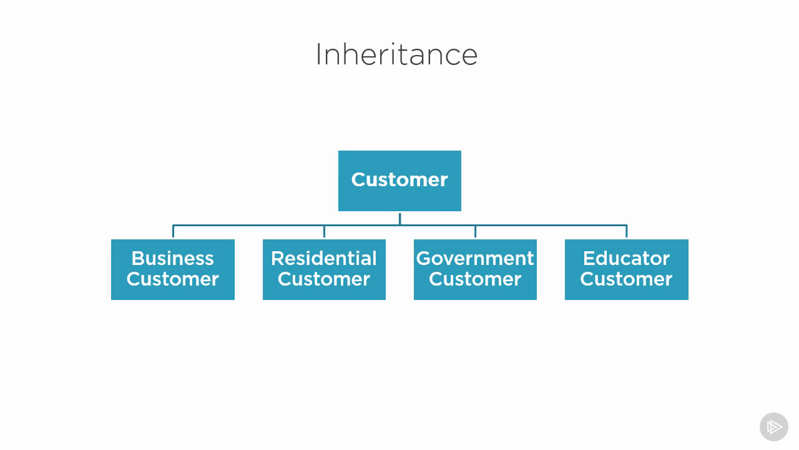Let's think about these customers. Will there really be much difference in the code for business versus residential versus government versus educator customers? If not, the easiest way to define the subtypes is with a simple type property. We'll see how to use inheritance to reuse code in a later module. For now, let's add a customer type property to the customer class to handle the type of customer.